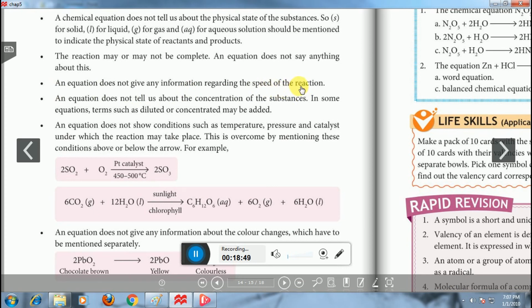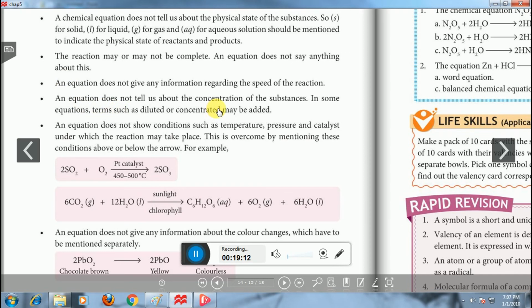The speed of reactions means what? The amount of reactant reacting in a fixed time interval will be termed as the speed of reaction. This term, speed of reaction, signifies only the amount of reactant reacting within a specific time span.